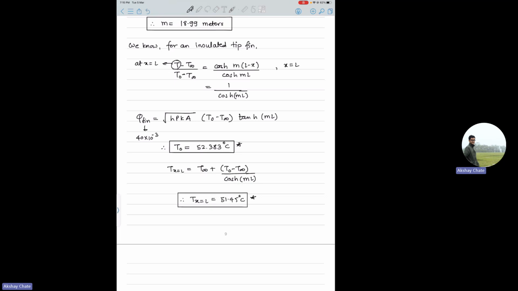Okay, so if you understand this question, you can solve your assignment question also easily. And yeah, so apart from that, let's see what else we have.